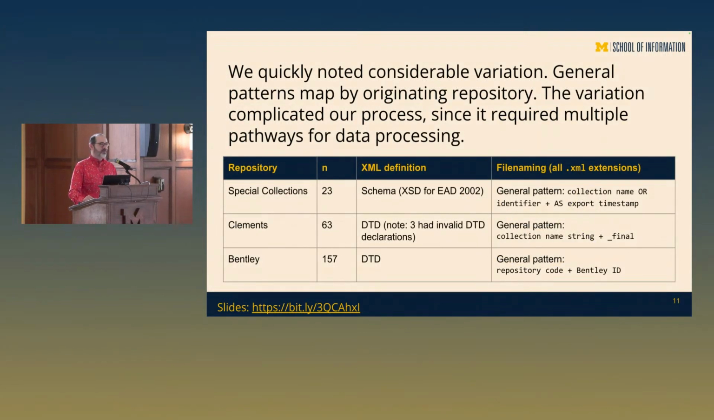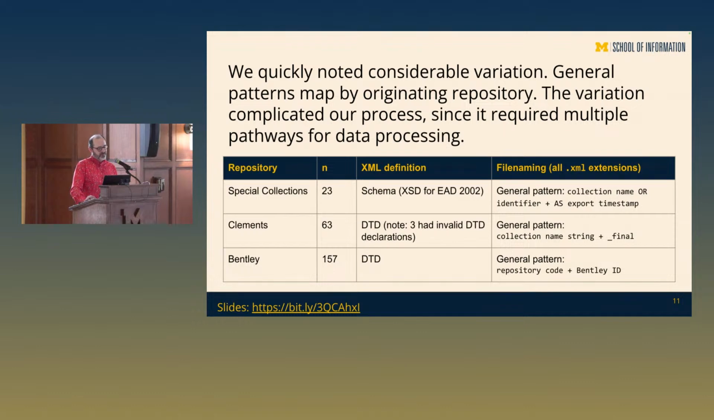And what we found was not all of these EADs were equal. In fact, there was considerable variation, which ended up meaning that Ella had to figure out 2 different routines to actually pull data from the finding aids. Generally, they were all valid EAD, but they used different schema definitions. So one used the XSD and one used the DTD.